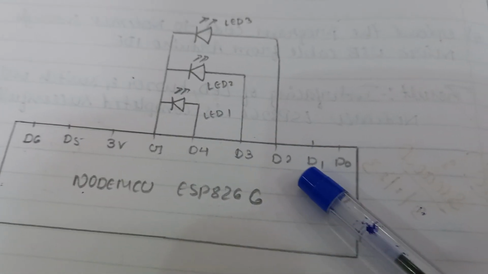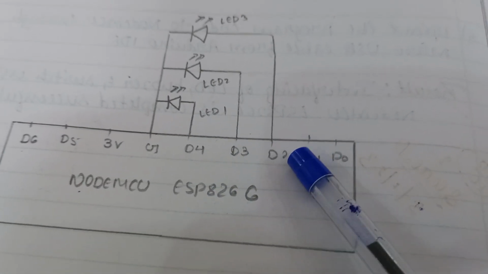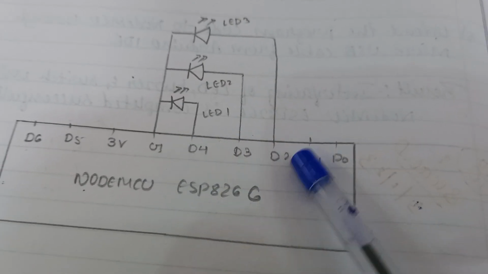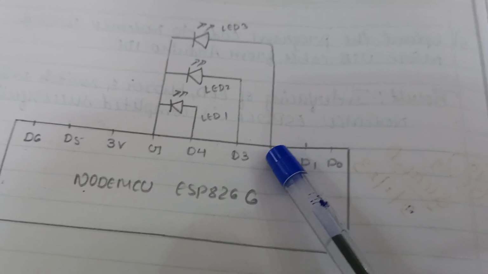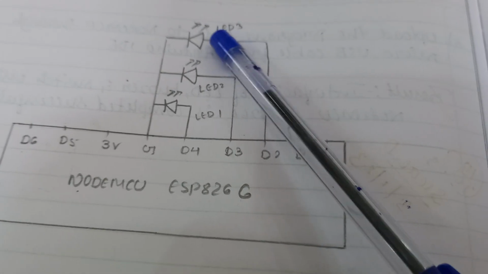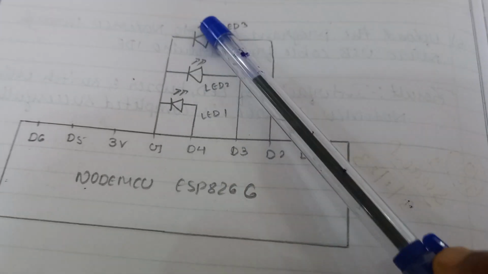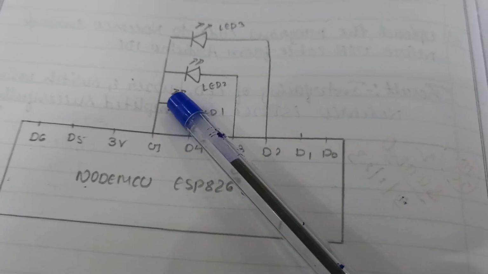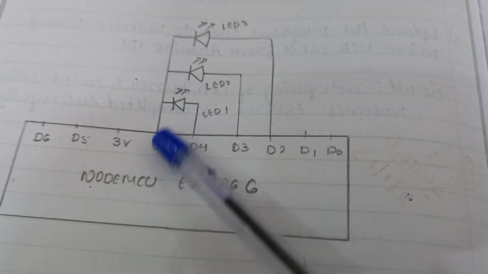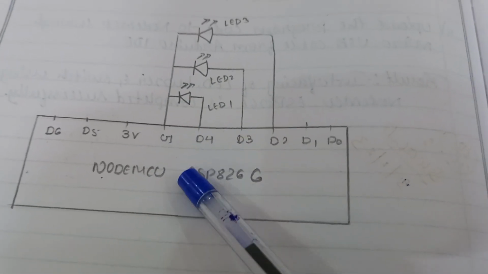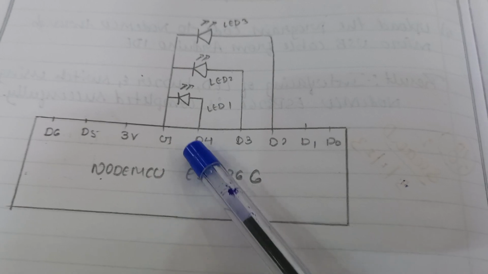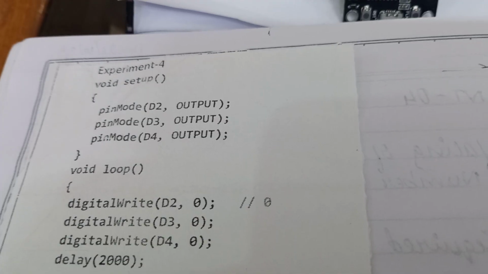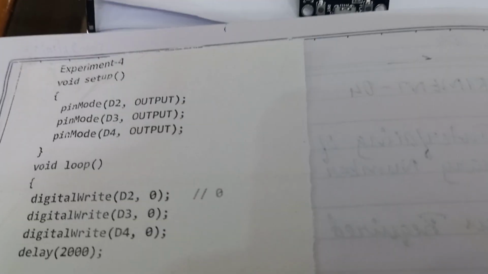This is a circuit diagram to connect 3 LEDs with NodeMCU. So I have taken D2, D3 and D4 pins to connect to the 3 LEDs. D2 to anode of first LED, D3 to anode of second LED, D4 to anode of third LED. And all the cathodes are connected to ground pin of NodeMCU ESP8266.